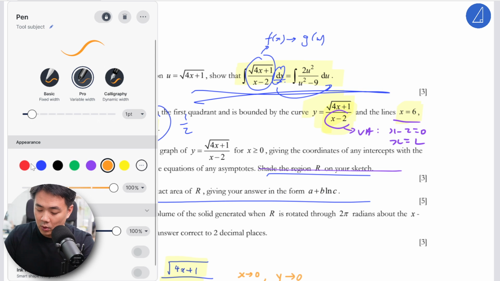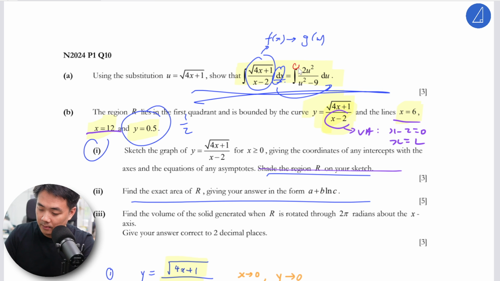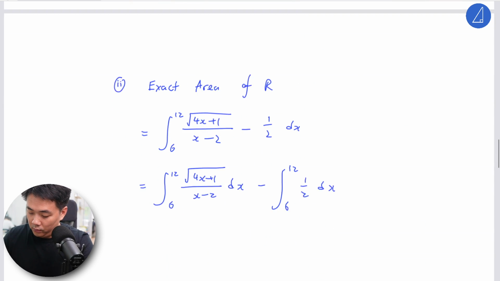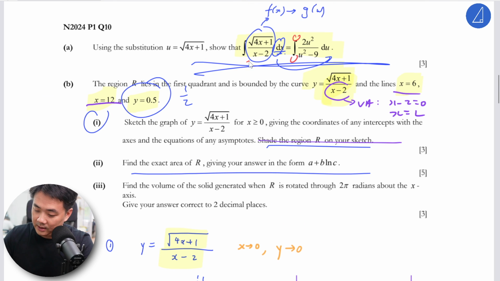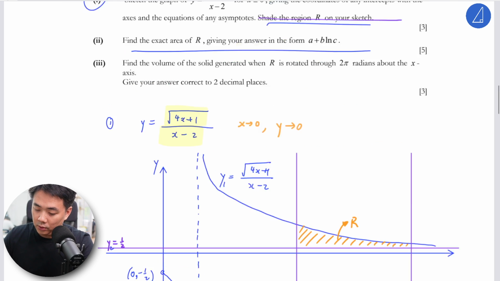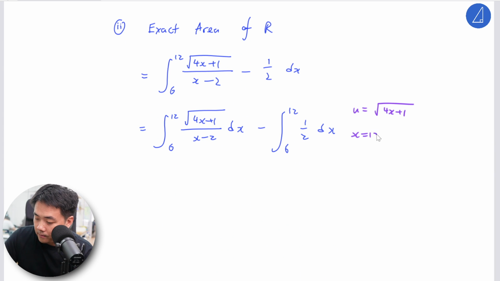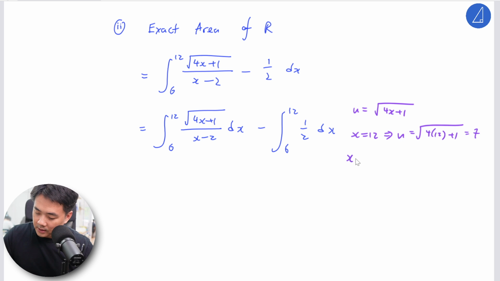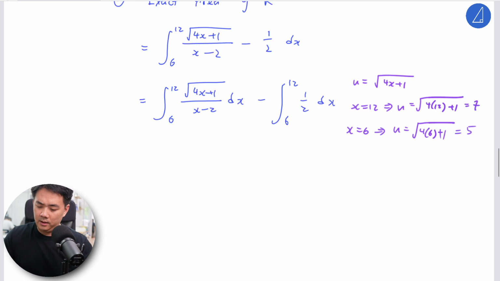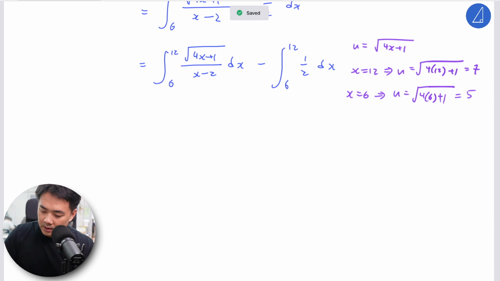I think the problem is always students forget to change the boundary. Okay, the boundary is important. This 2u square is exactly the same, right? So you need to change the u. U is square root of 4x plus 1. So when x is 12, u is 7. When x is 6, u is 5. So if I were to change this, it will be 5 to 7.